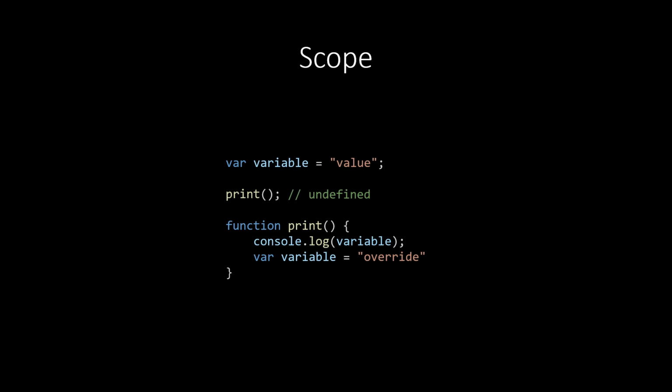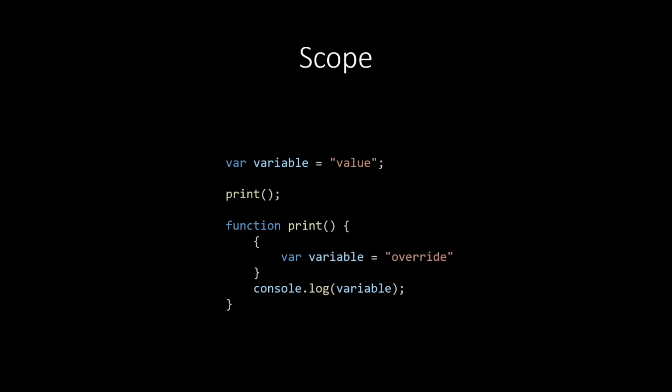Next thing is, what would we expect right here? I would say that the variable is not overwritten right now because it's in a different scope, sort of, right? But it turns out, no, it's in the same scope, because curly braces are not a scope. A function is a scope, and only a function is a scope.